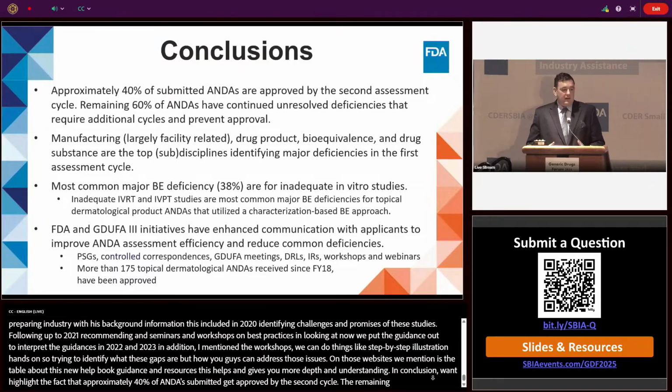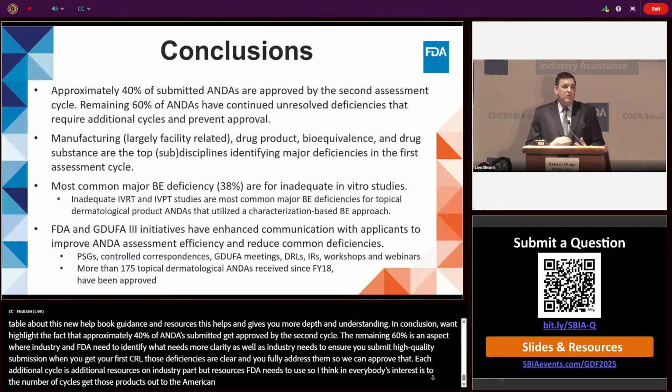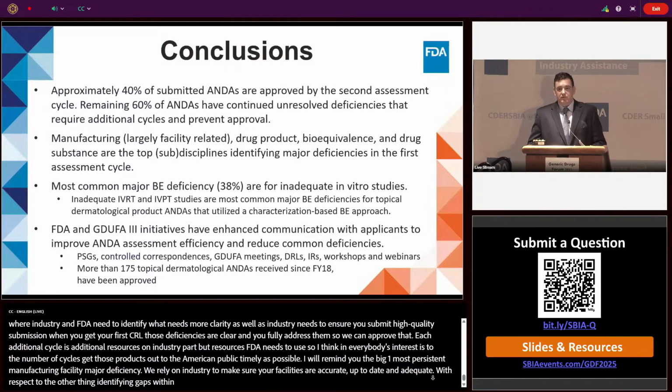I'll remind you that the big one, the most persistent, is manufacturing facility major deficiencies. We really rely on industry to make sure that your facilities are accurate and up to date and adequate. With respect to the other things, identifying those gaps within the BE, drug product and bioequivalence, where additional clarity may be needed, and/or questions, use those GDF avenues to enhance communication to make sure that you have the information that you feel is needed.